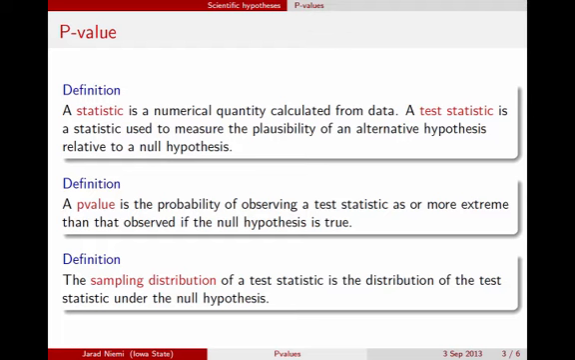In order to get at this p-value, we need this notion of the sampling distribution of a test statistic. This is the distribution of the test statistic if the null hypothesis is true.